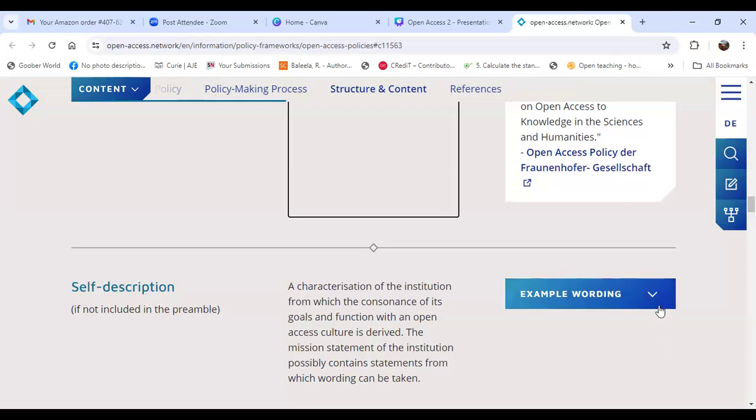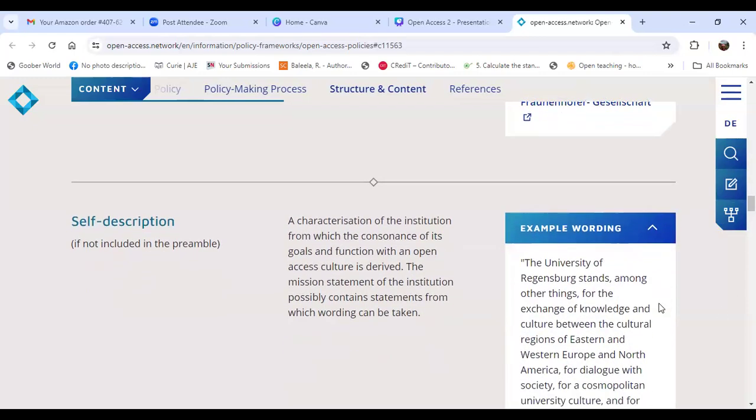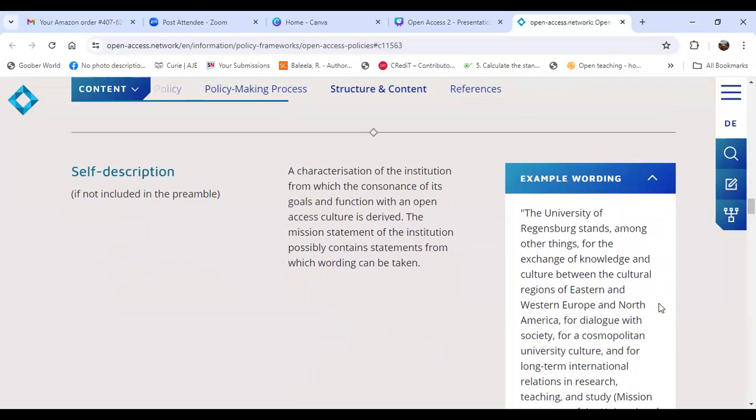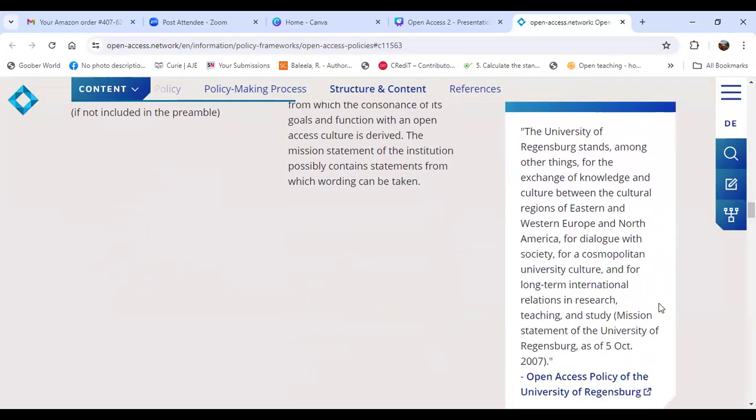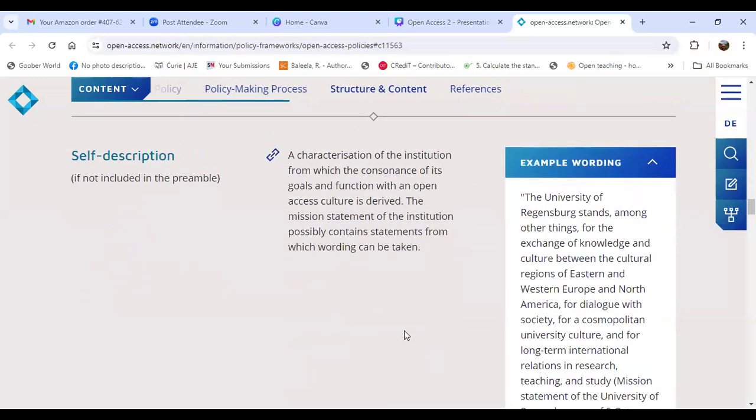And here you can find an example for this. The University of Regensburg stands, among other things, for the exchange of knowledge and culture between the cultural regions of Eastern and Western Europe and North America, for dialogue with society, for a cosmopolitan university culture, and for long-term international relations in research, teaching, and study. This is the mission statement of this university, and they have just added it as the description or self-description part in the policy.